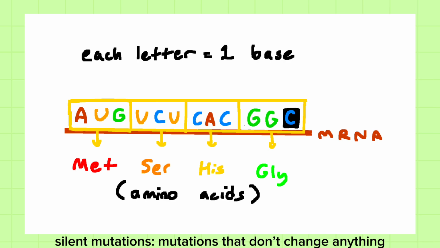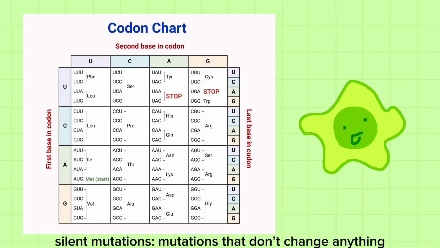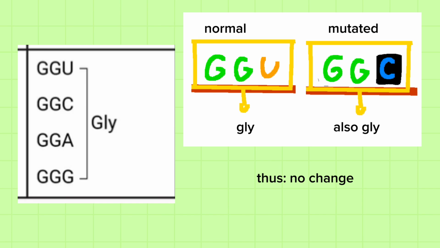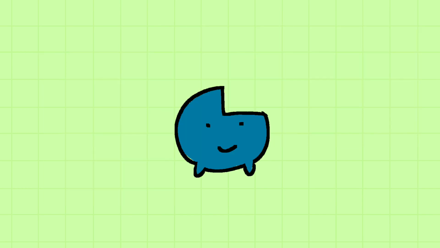These can be silent mutations. If you look at this codon to amino acid chart, which you will have on the AP exam, you can see that multiple combinations of RNA bases will code for the same amino acid. If you get super duper lucky and manage to get one of these set combinations, then congratulations! It's just a normal protein.